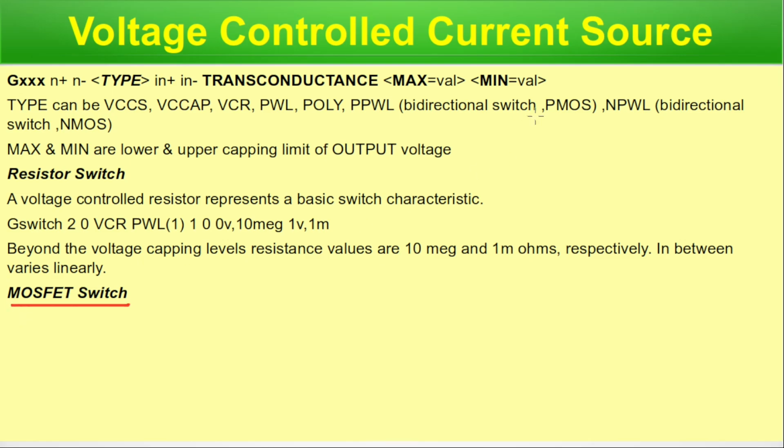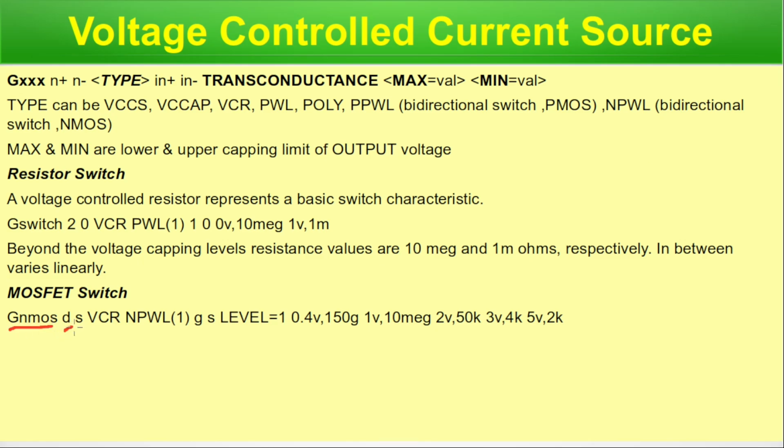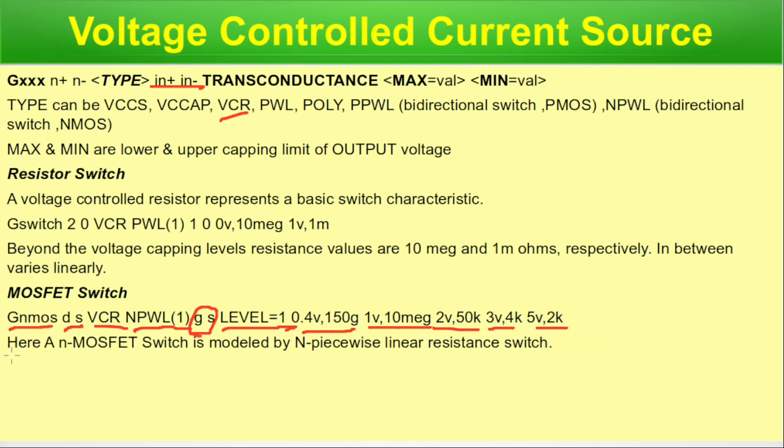MOSFET switch, now we will go into these switches. Here, G and MOS is connected between D and S, this is VCR, NPWL. Next we have these two, these are again G and S. Now MOSFET level is 1, and then we have 0.4 volt 1 pi, 1 volt 10 meg, 2 volt 50K, 3 volt 4K, 5 volt 2K. Now let us see, here a MOSFET switch is modeled by an N piecewise linear resistance switch.